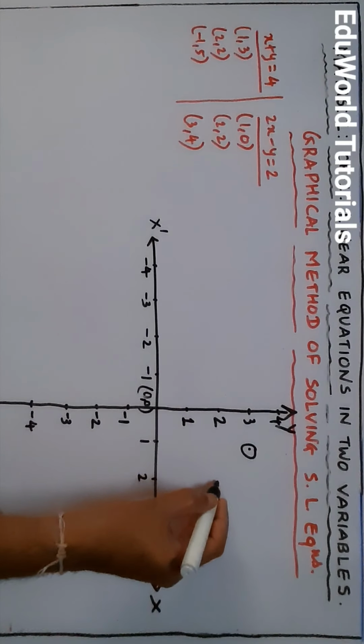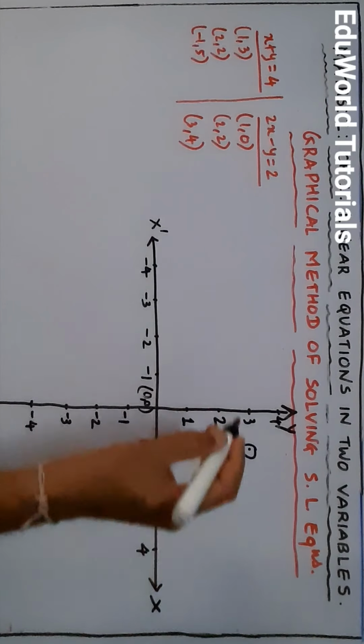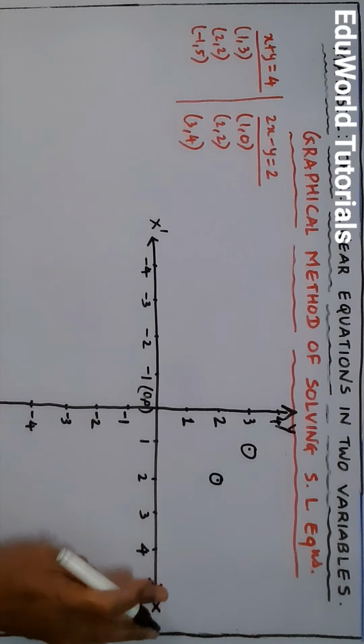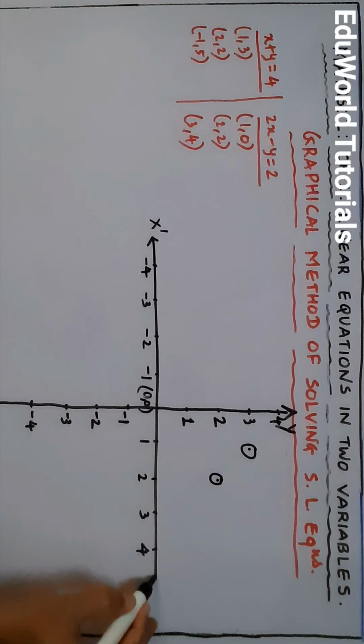2 comma 2 will be lying here, in the first quadrant. Yeah, this is the point 2 comma 2. Then minus 1 comma 5 will lie in the second quadrant, minus 1 here and 5. I have to extend this axis a little bit. Yeah, so this is 5. Minus 1 comma 5 will be a point over here.